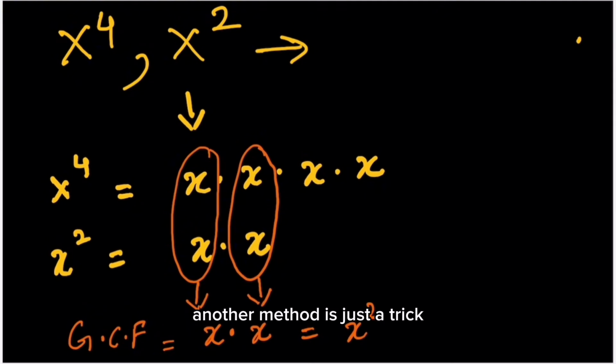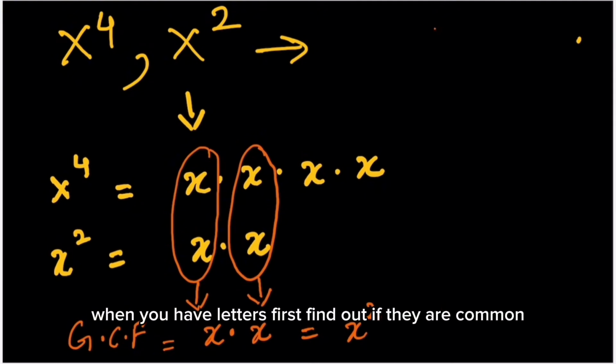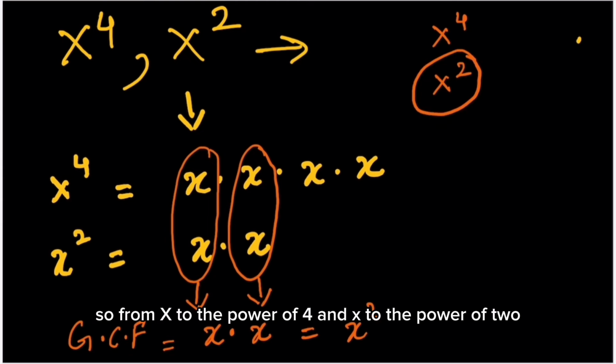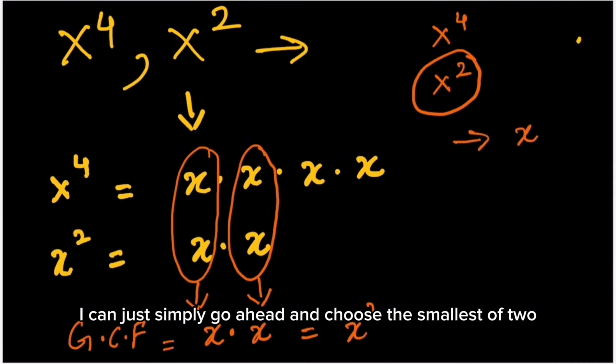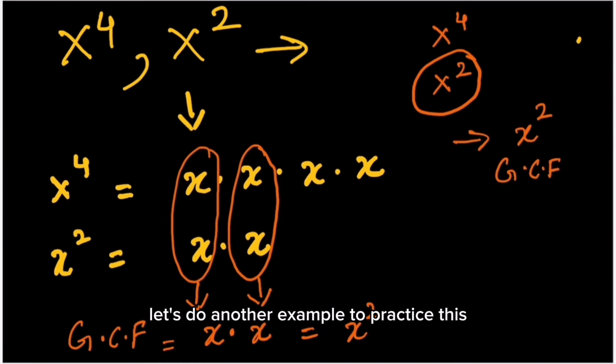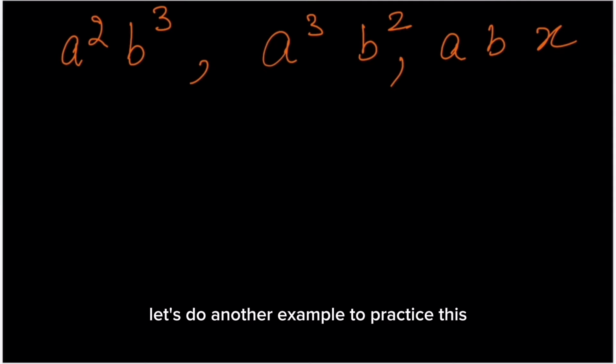Another method is just a trick. When you have letters, first find out if they are common. If they are common, you just go ahead and choose the one with the smaller power. So from x to the power of 4 and x to the power of 2, I can simply choose the smallest power, 2, and call it my GCF. Let's do another example to practice this.